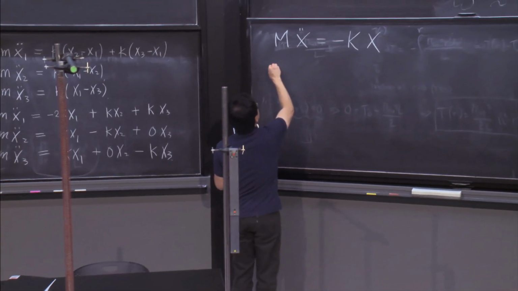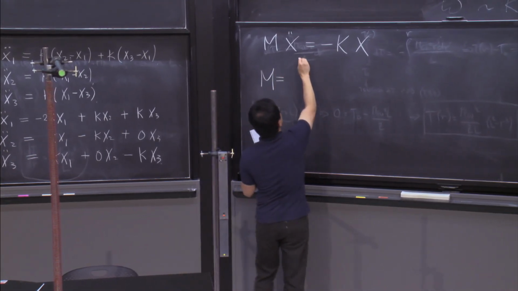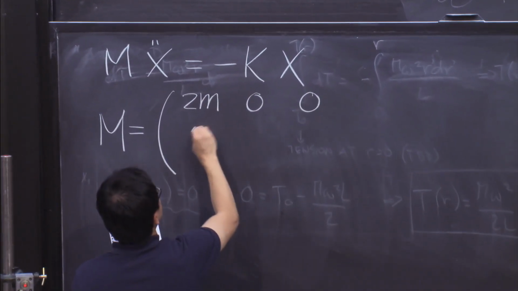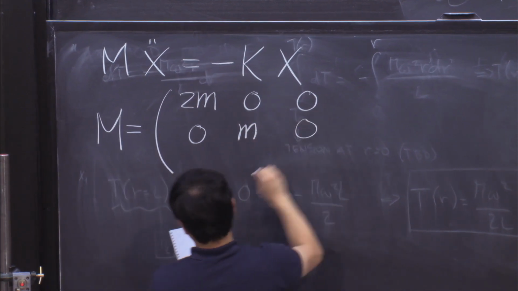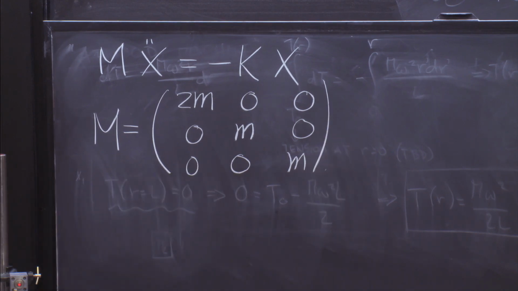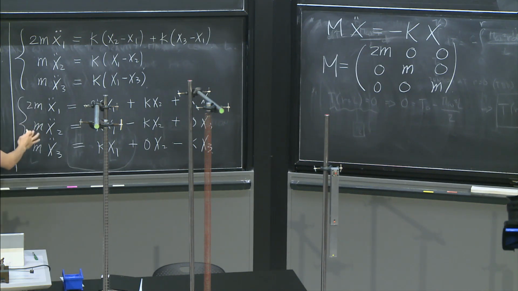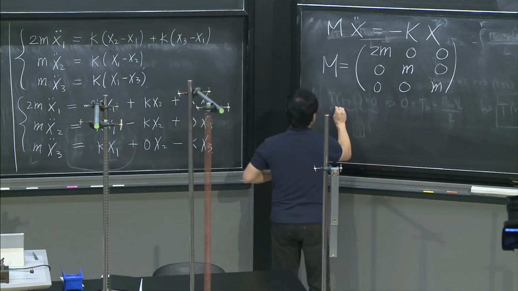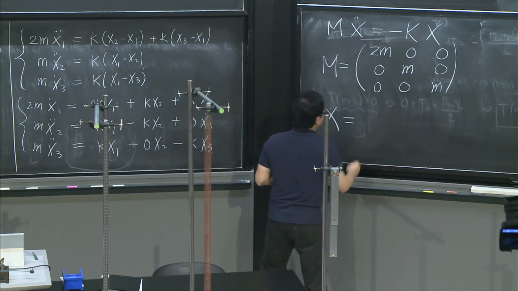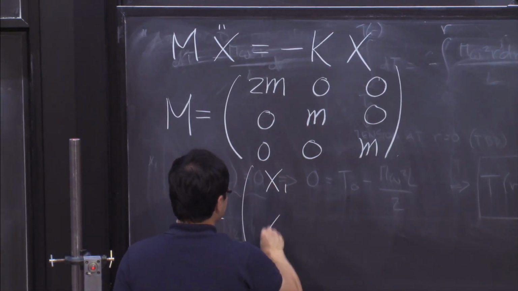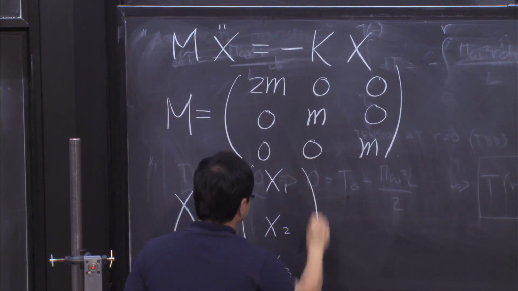So I can write down immediately M will be equal to 2M, 0, 0, 0, M, 0, 0, 0, M, right? Because in each line you only have one term: X1 double dot, X2 double dot, X3 double dot, okay? And also you can write down what would be the X. This is actually a vector. X will be equal to X1, X2, X3, okay?